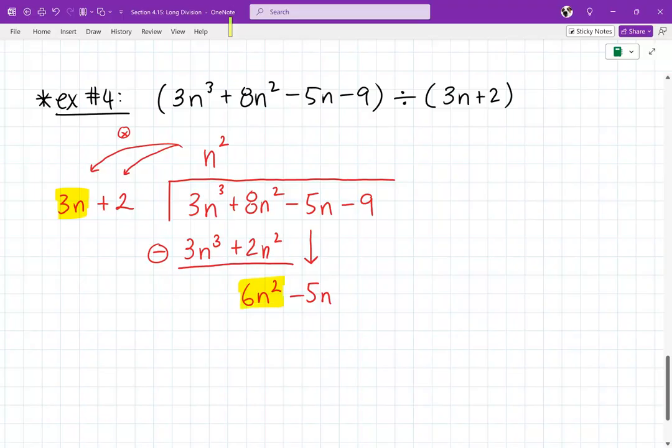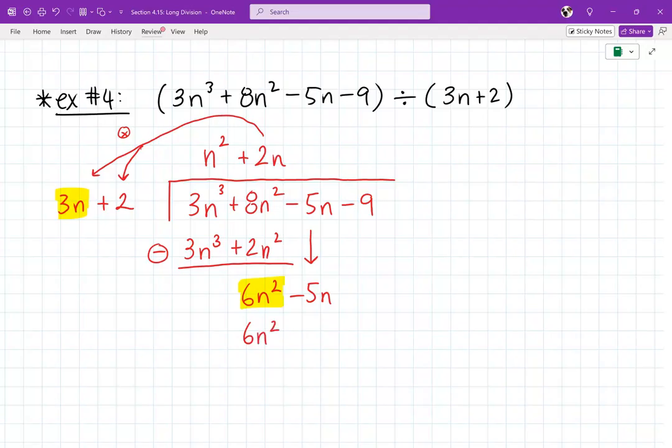3n times what is 6n squared? 2 what? Not 2n squared, just 2n, right? So I'm going to put positive 2n. And now I'm going to multiply again, but just by the 2n, not the n squared plus 2n, just 2n. So 2n times 3n, that's 6n squared.